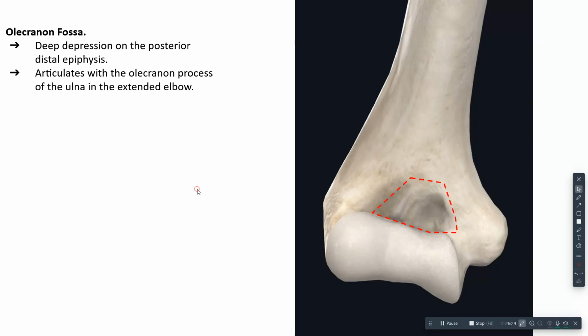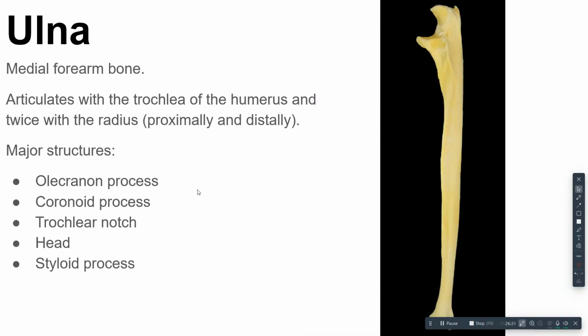Let's keep going. Hey, we're done with the humerus. We're going to do the ulna and the radius now, but we will come back to the humerus as we look at that elbow joint.